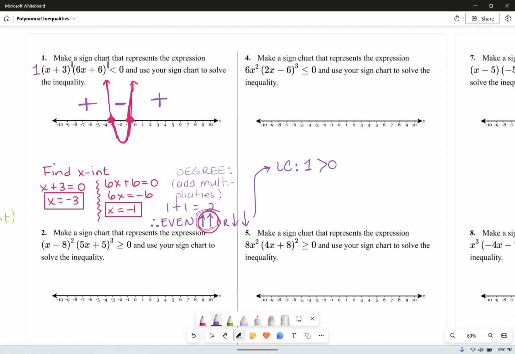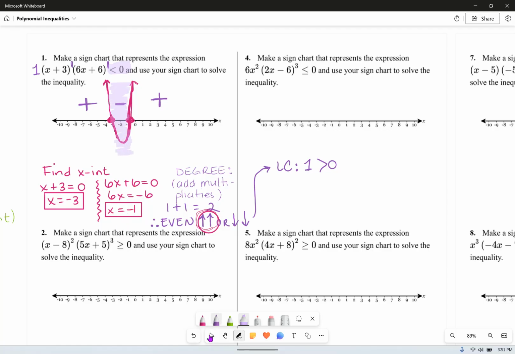Okay? So why am I labeling the regions positive, negative, positive? Well, because notice in our problem, they ask, where is your graph less than 0? And the only place it's going to be less than 0, I have identified it as here, in between these two numbers.